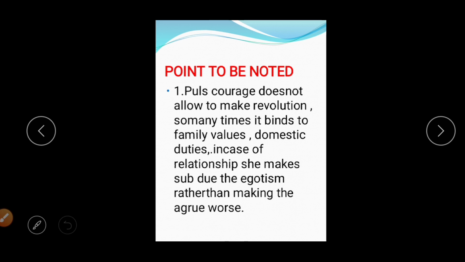Because of argument, that bond will go into a breakup and will be spoiled. So instead of going into argument, she subdued her egotism. Here, the patient subdued her egotism. So, this is the pulsatilla nature.